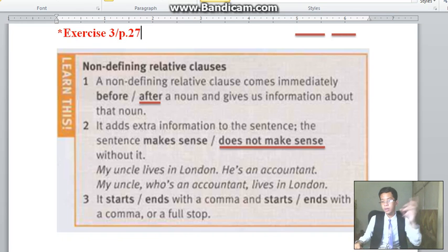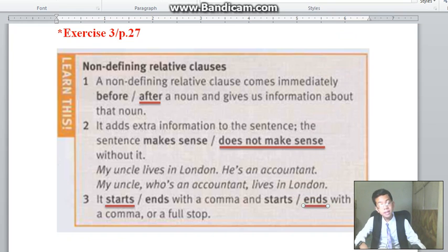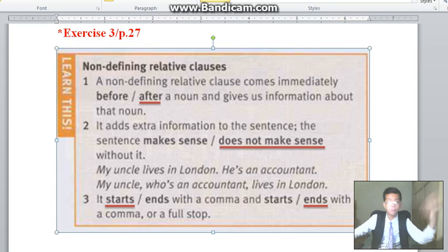Number 3, it starts or ends with a comma, or a full stop. Also take a look at the example sentence. My uncle, comma, so it starts with a comma right there. My uncle, comma, who is an accountant, so it starts with a comma and ends with another comma. That is the end of the non-defining relative clause. Or you can put a full stop. So you can put another comma, or you can choose a dot as the finish of a sentence.